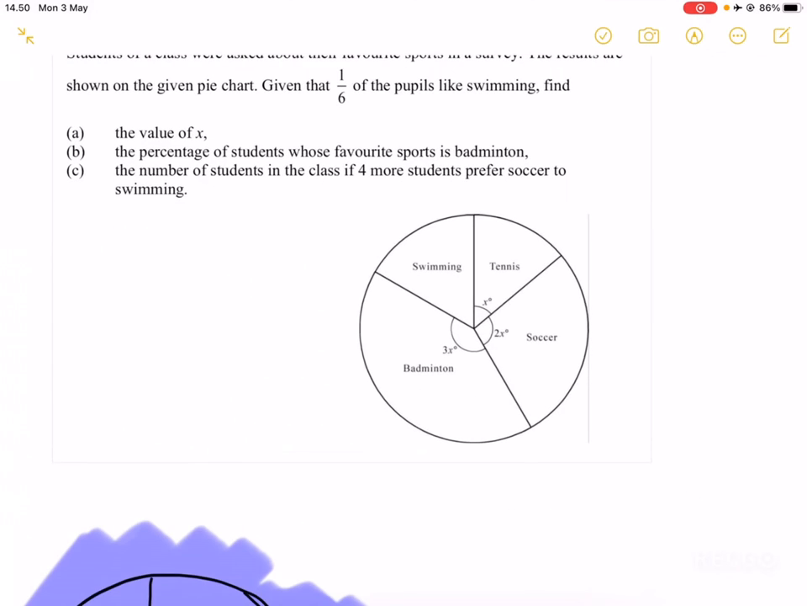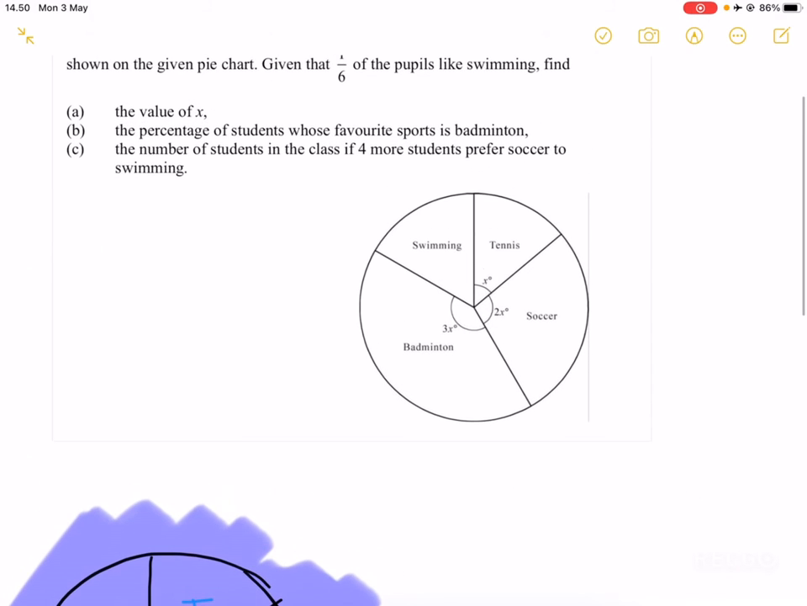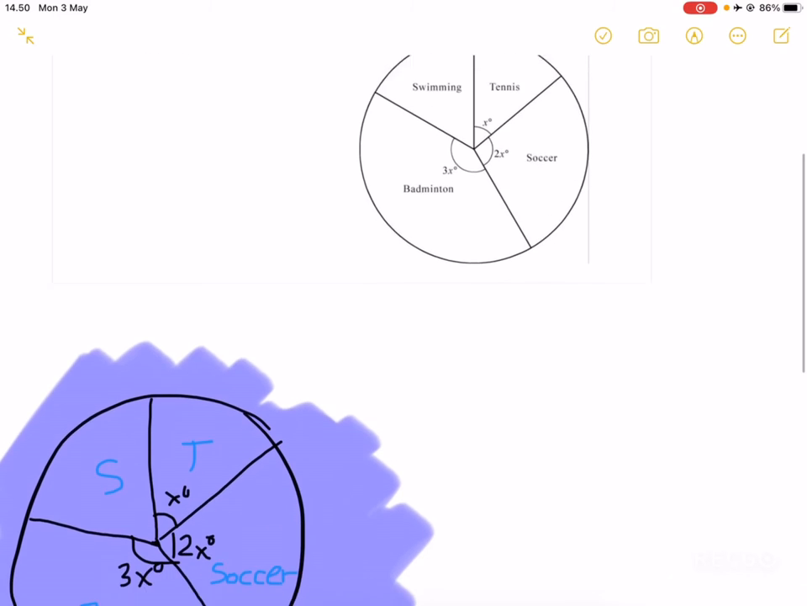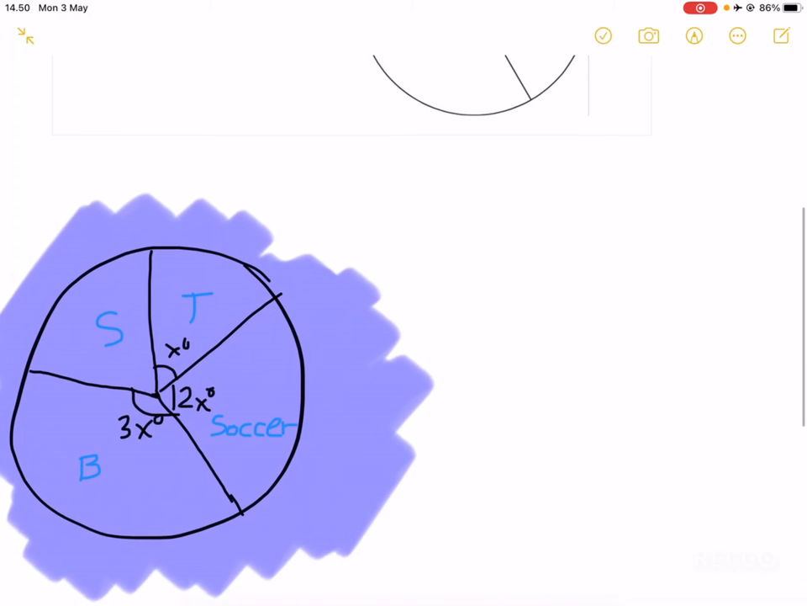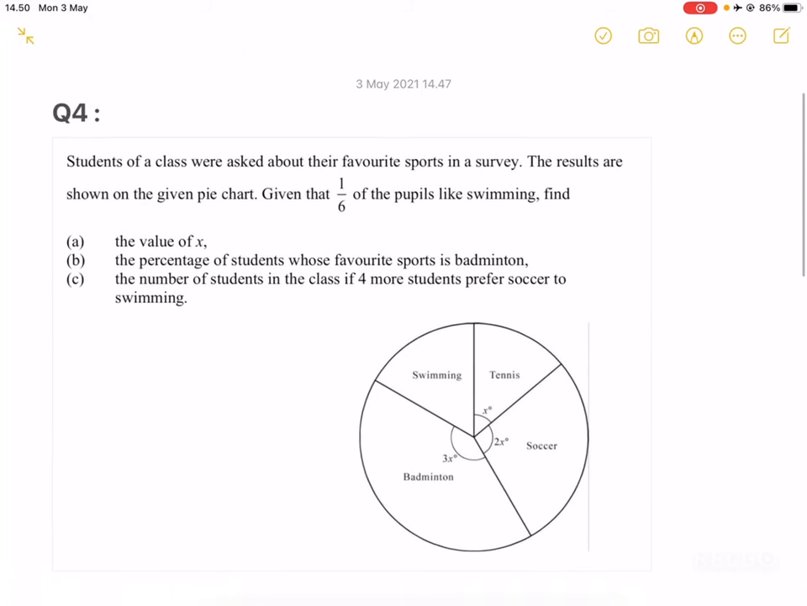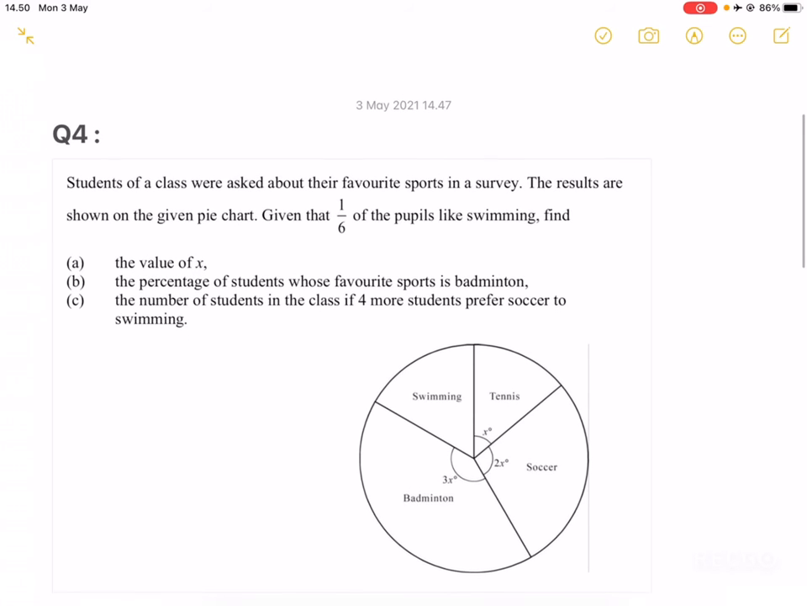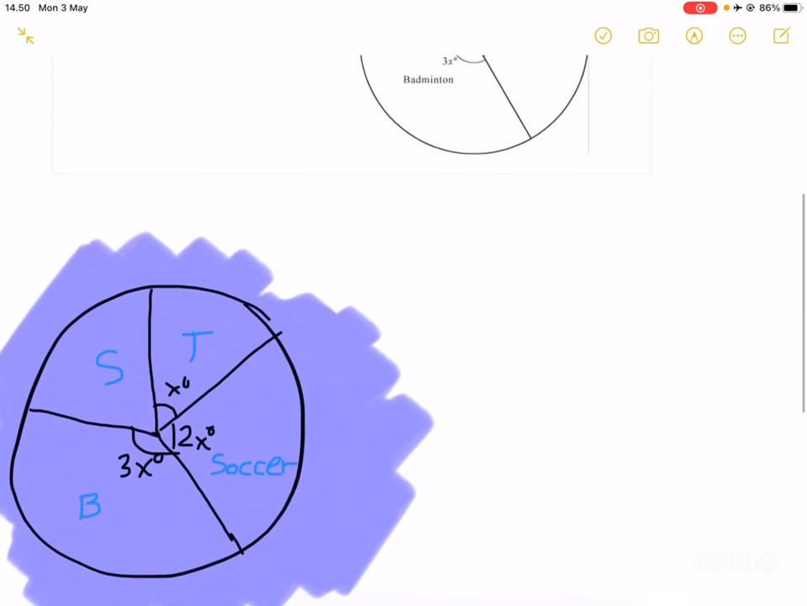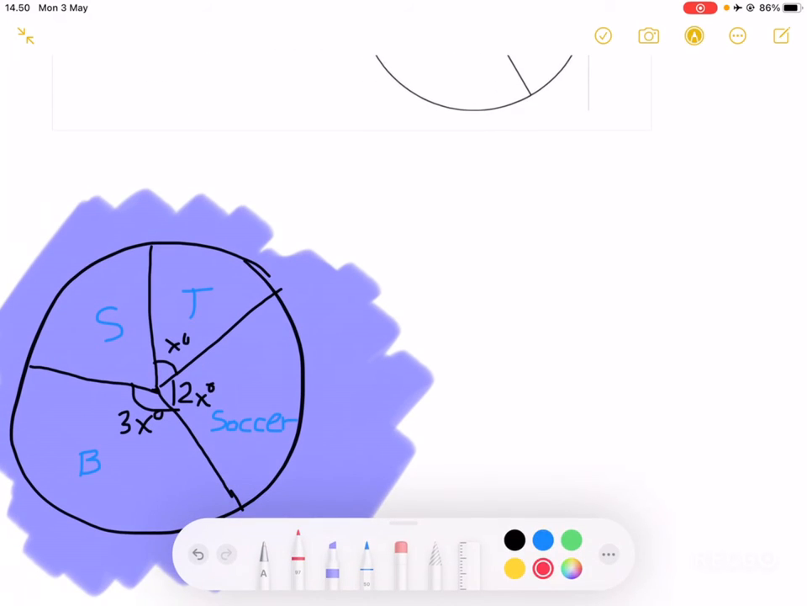So we need to find the value of x as shown in the pie chart, the percentage of the students whose favorite sport is badminton, and the number of students in the class if 4 more students prefer soccer to swimming. Alright, so I've drawn another replica for this question's pie chart, and we can use the fact that 1/6 of the pupils like swimming to our advantage.